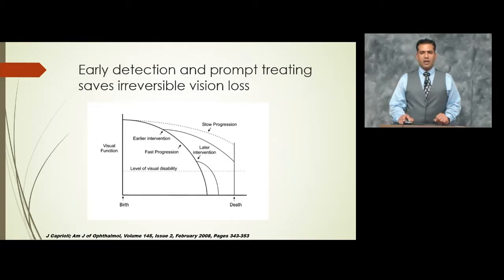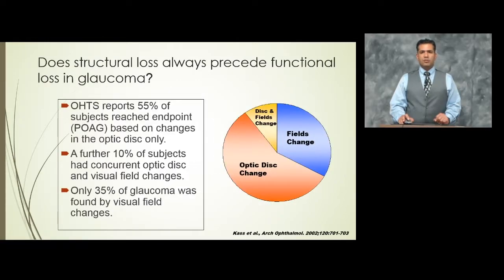Now, most of us would have actually faced this problem and a question: does structural loss always precede functional loss? And the answer to the question is, yes, that might be in theory. In reality, it's much more complicated. The ganglion cell has to die so that you can have visual field damage. But does the structural damage always precede functional damage?